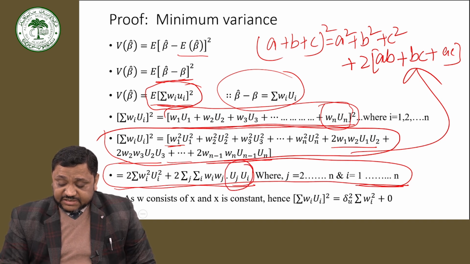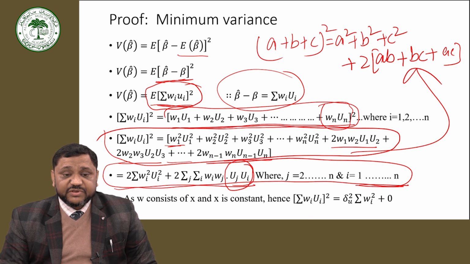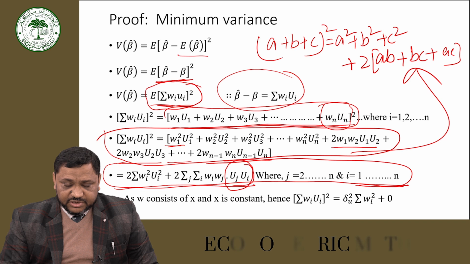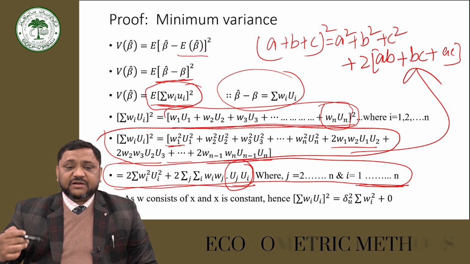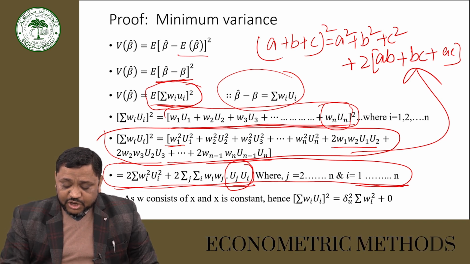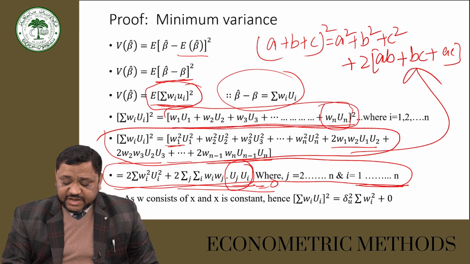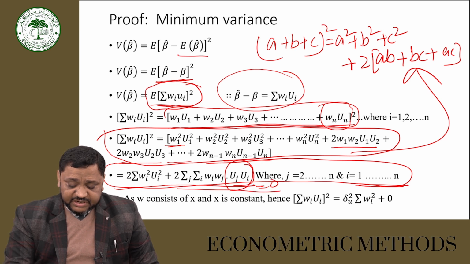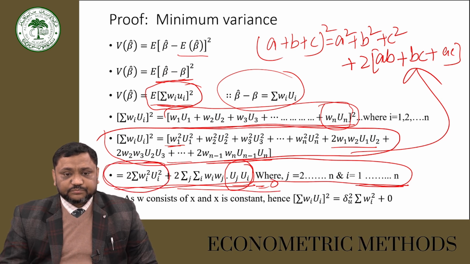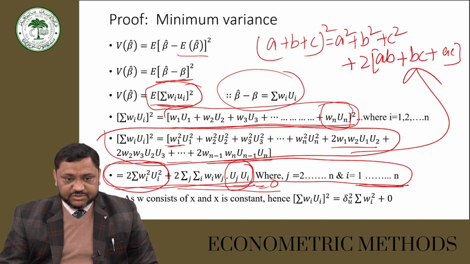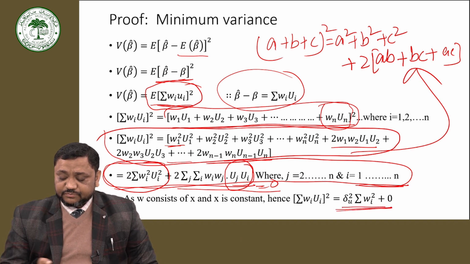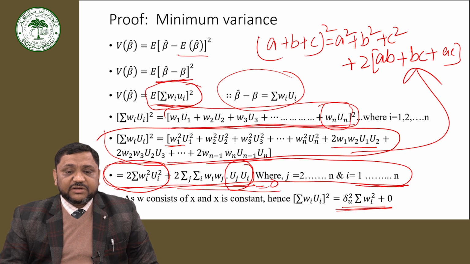If you remember the classical linear regression model, we say that there is no relationship between the error of one point and the error at the other point. So this entire term becomes 0. What is left is this. Now this we can write as sigma square summation wi square.